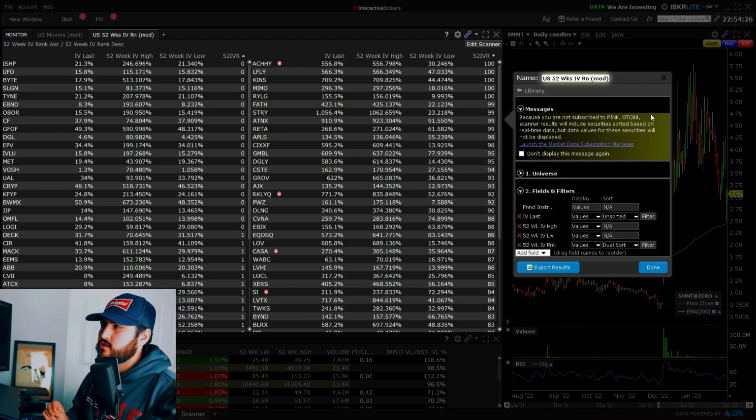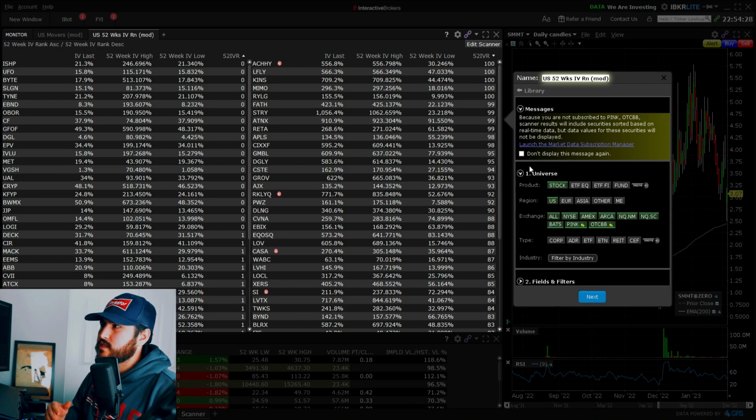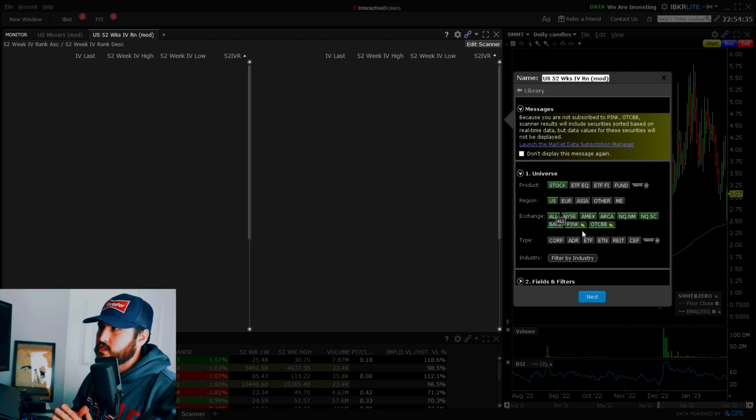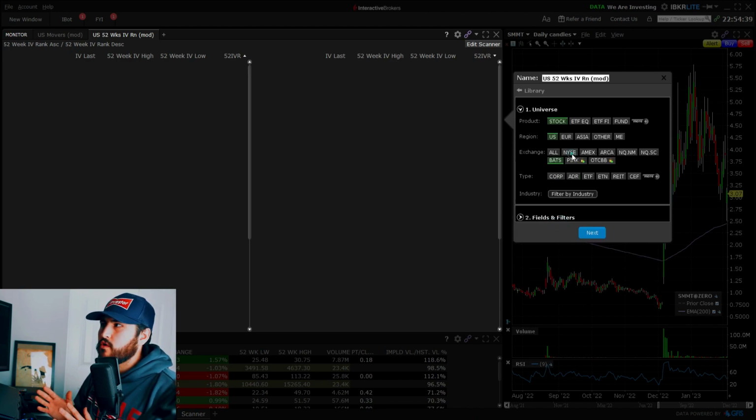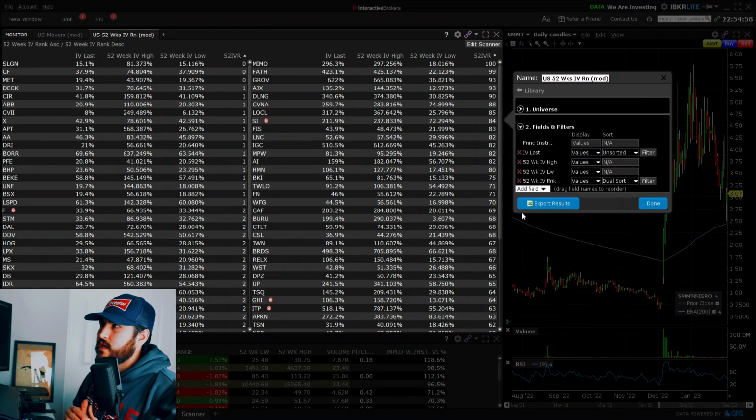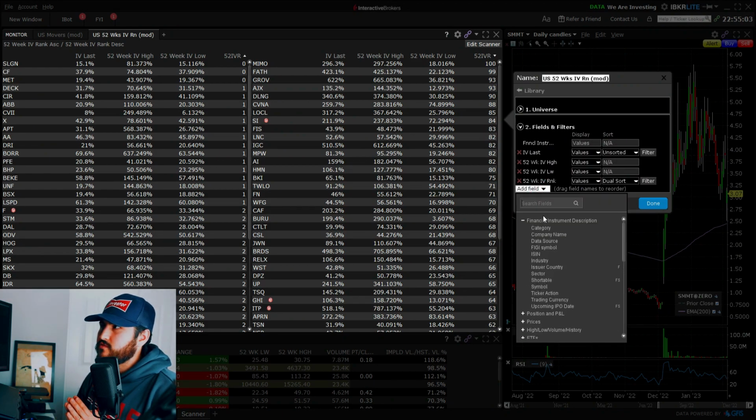If you click on your universe, here's where you're basically going to tell Interactive Brokers what kind of stocks you're looking for: if you're looking for a stock or an ETF, what your region is, and which exchange they are traded on. You can have all of the exchanges, or for instance, we're just looking at the New York Stock Exchange and the Amex. Then you can minimize that screen and you can update your fields and filter.